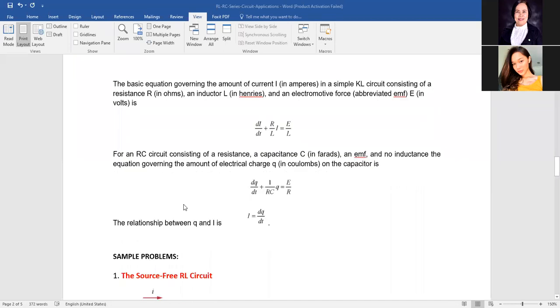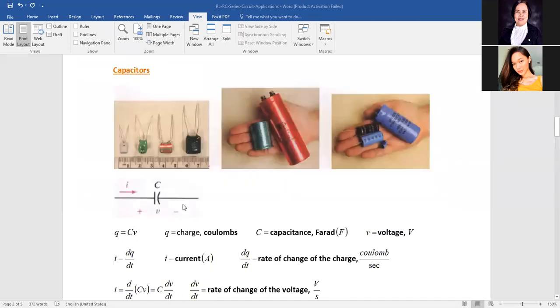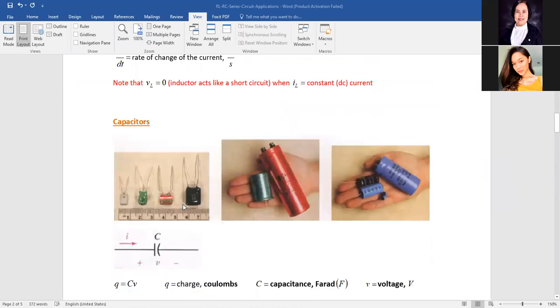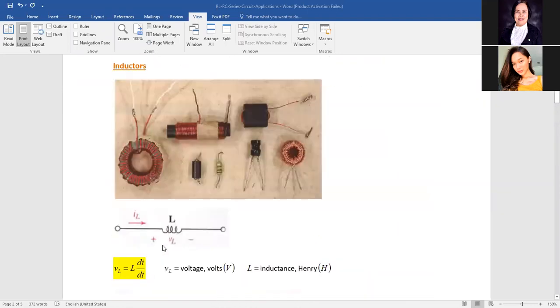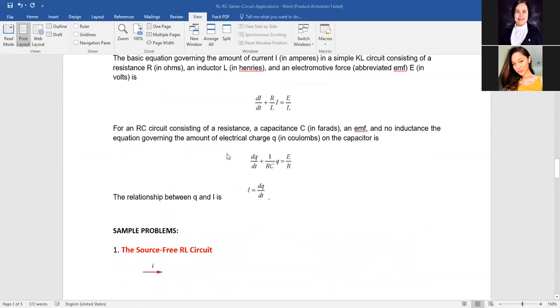Now, if it's an RC circuit, the one that has the capacitor and the resistor, your DE would be something like this. By the way, these differential equations use Ohm's law and Kirchhoff's law, of summing up all the voltage drops in your circuit and equating them to zero. So we have dq/dt plus q over RC being equal to E over R.